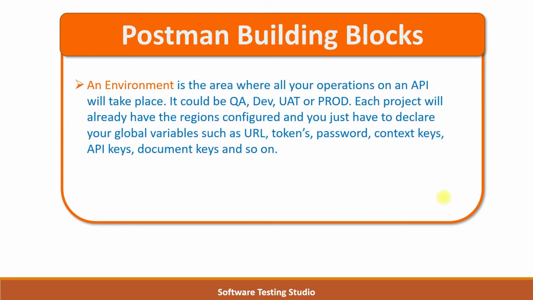The third one is the environment. This is where all your operations on an API will take place, whether QA, Dev, or UAT. Each project will already have regions configured, and you just have to declare your global variables such as URL, tokens, password, context keys, document keys, and so on.